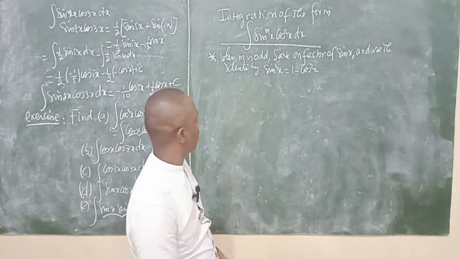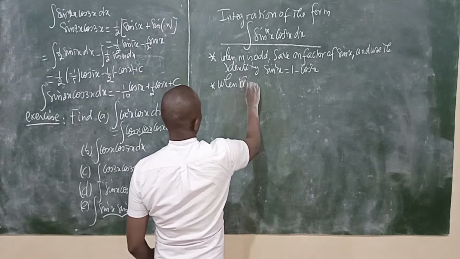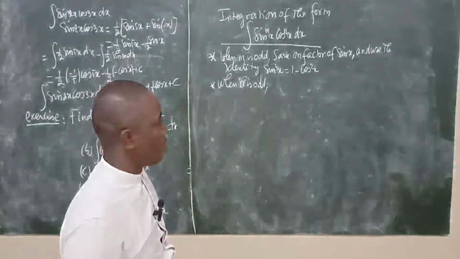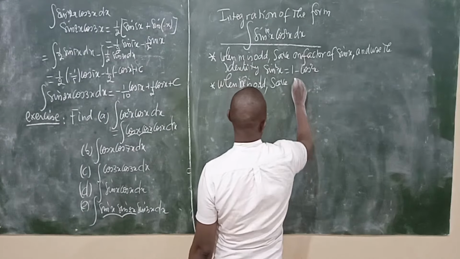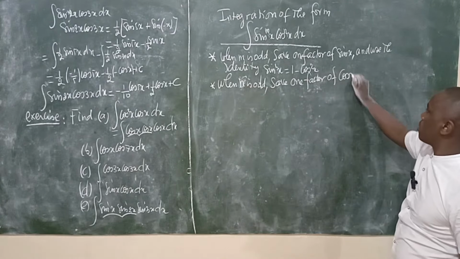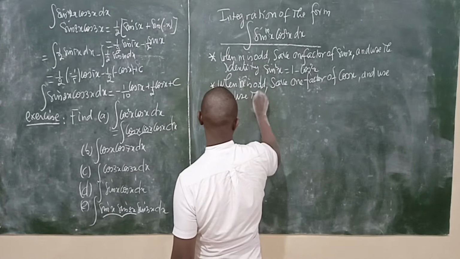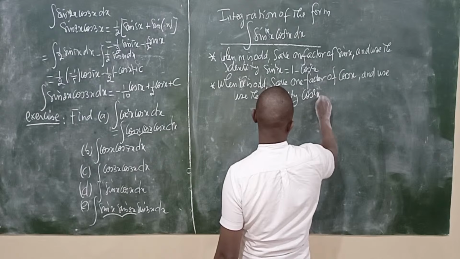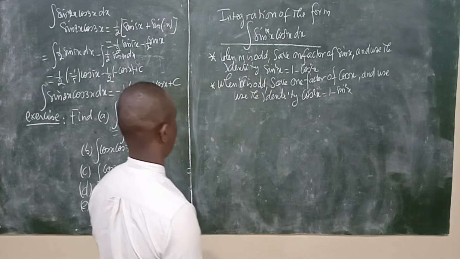What if the power of cosine is odd? When n is odd, the power of cosine is odd, please save one factor of cosine x and use the identity cosine squared x is equal to 1 minus sine squared x.